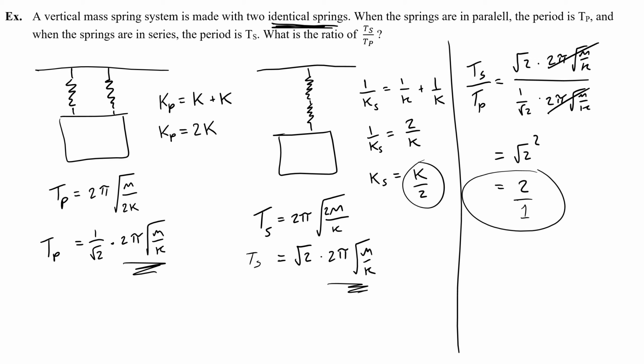Okay, let's look at one more problem. Describe an experimental procedure that could be used to determine the acceleration due to gravity on a planet using only a meter stick, a stopwatch, and a mass spring system, but the mass is unknown. Okay, so this is an interesting problem, and it's kind of clever what you can do.